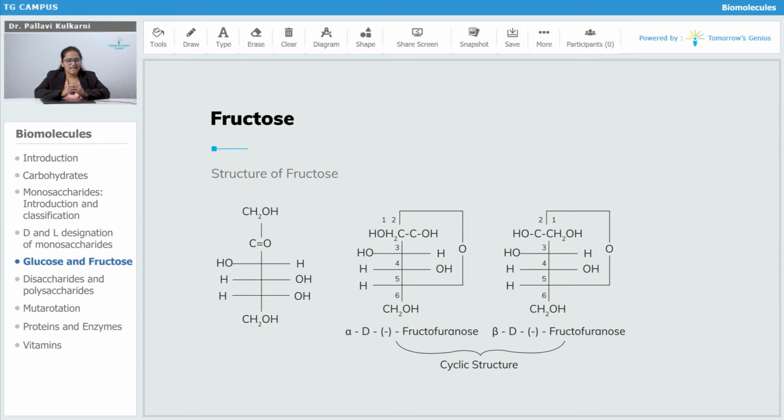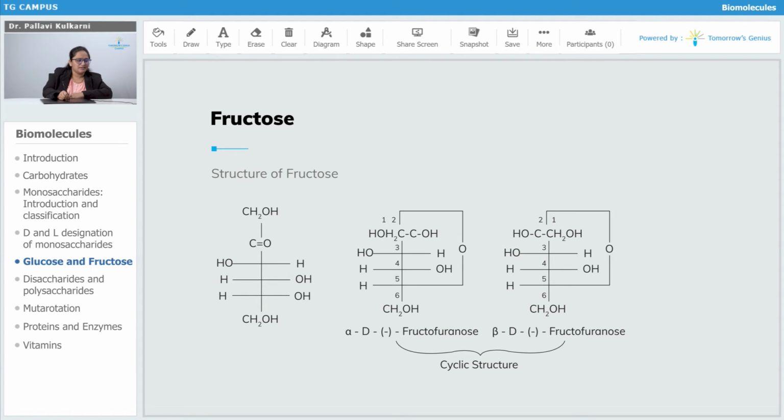Let us see the structure of fructose in that case, both open chain as well as ring structure. The first structure you are seeing on this slide is the open structure of fructose. As I have told you, the functional group present in fructose is carbonyl and not aldehyde. It is the ketone functional group, right?